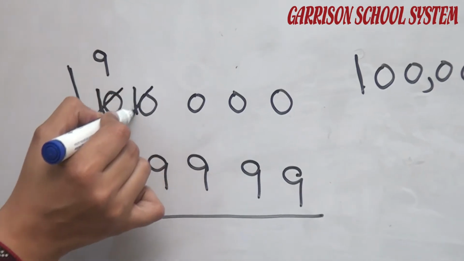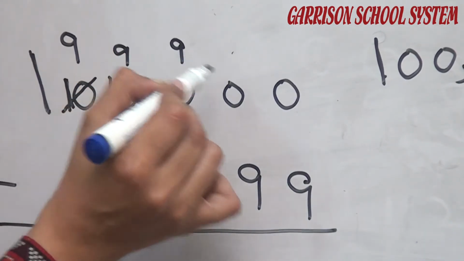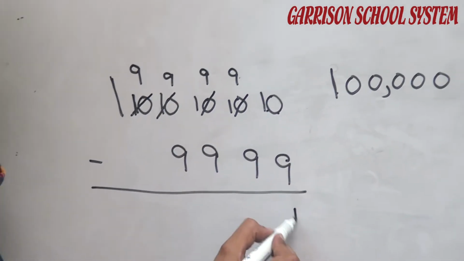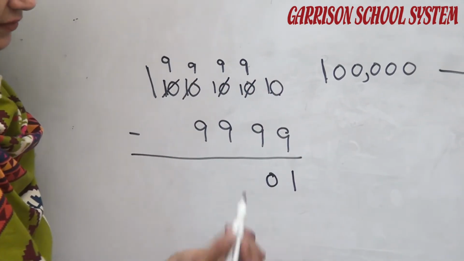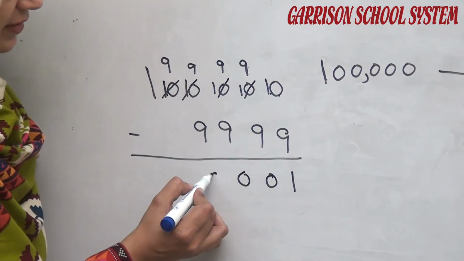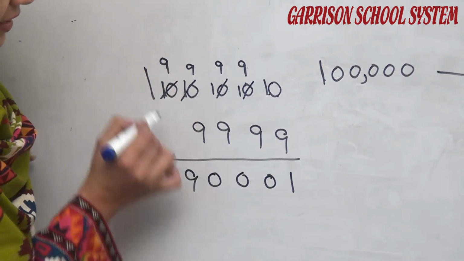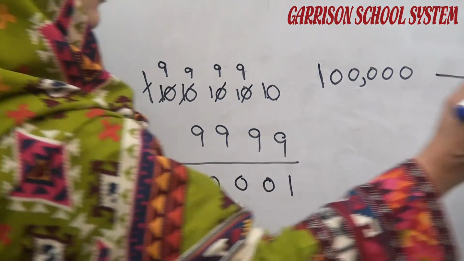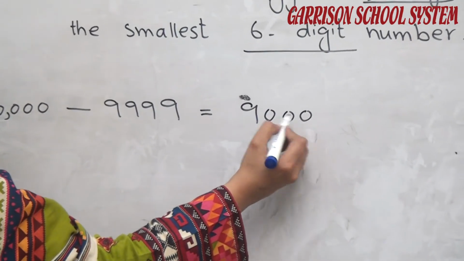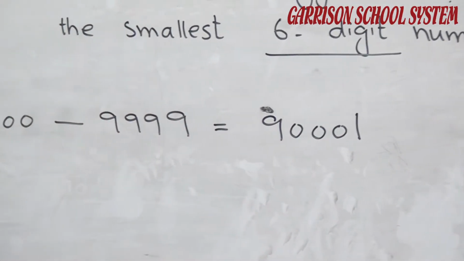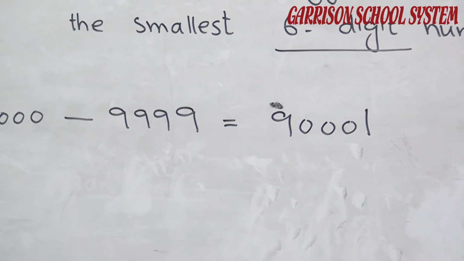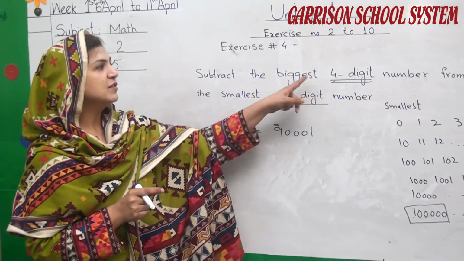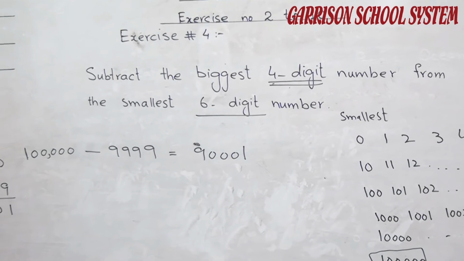When again we take a carry here, 9 this way, again 9, again 9, and here it becomes 10. 10 minus 9, 1. 9 minus 9, 0. 9 minus 9, 0. 9 minus 9, 0. And again 9 here, and no number will remain here. So we get the value after subtraction, 90,001. So now we have done this question. We have done the subtraction of the biggest 4-digit number from the smallest 6-digit number.